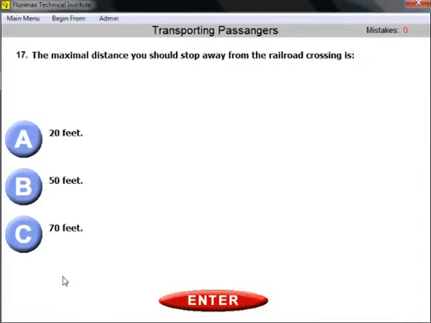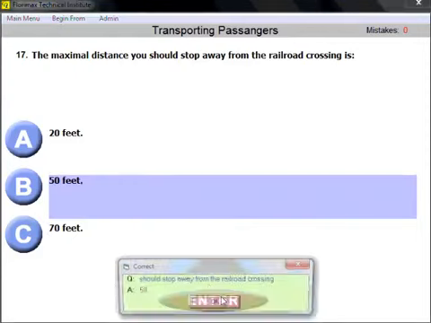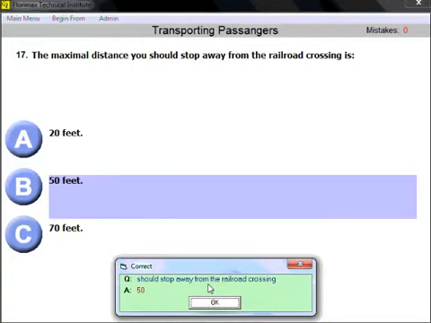Question number 17. The maximal distance you should stop away from the railroad crossing is 50 feet. 50 feet. You remember 15 and 50? No closer than 15 feet, no farther than 50 feet. So you're asked about the maximal distance.